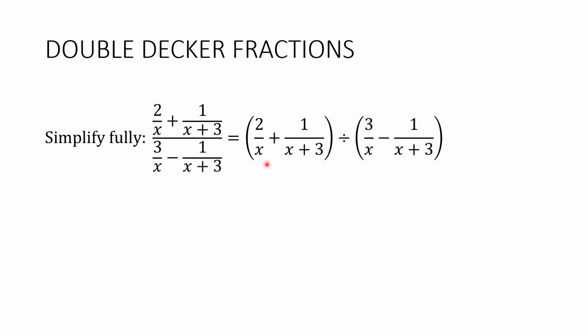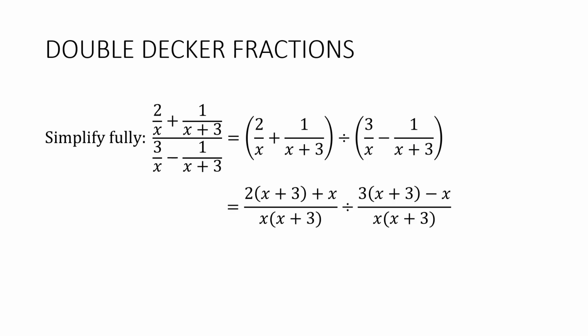All right, here we want x multiplied by x plus 3 on the denominator. I'm going to multiply this one top and bottom by x plus 3, and this one top and bottom by x. I'm going to do the same thing here, top and bottom by x plus 3, top and bottom by x, like that. Okay, so just have a look at that for a second.